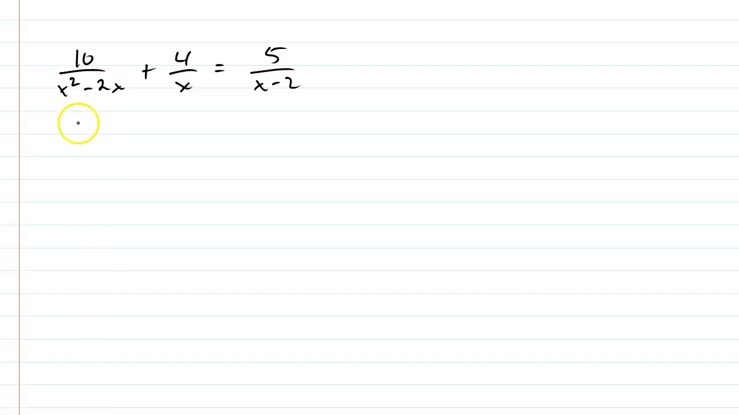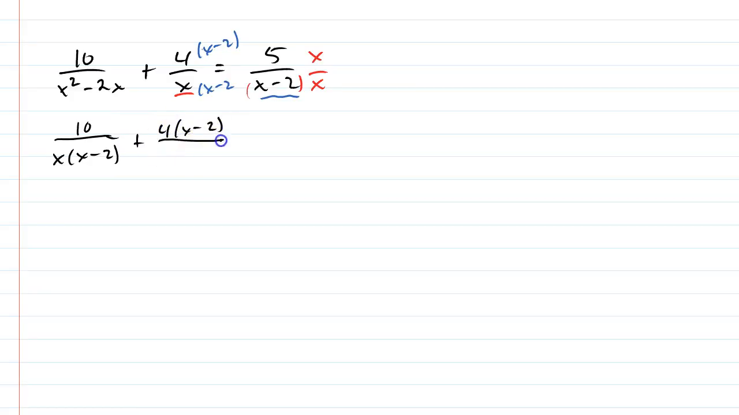Alright, first thing to notice, this is 10 all over x times x minus 2. And this x times x minus 2 is what we want for our denominator. Because this one already has an x, this will be multiplied by x. And since this one already has an x minus 2, we're going to multiply this one by x minus 2. And so I'll write it out here. Plus 4 times x minus 2 equals 5x all over x times x minus 2.